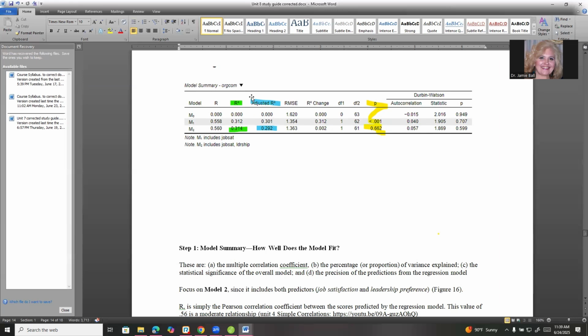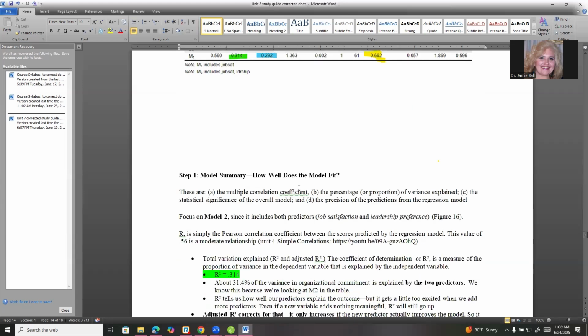Now look at the adjusted R squared. It's adjusted for bias to make sure that our test isn't too strong. Adjusted R squared says 30.1% of organizational commitment is explained by job satisfaction. But when you add leadership to it, my adjusted R squared went down to 29.2%.